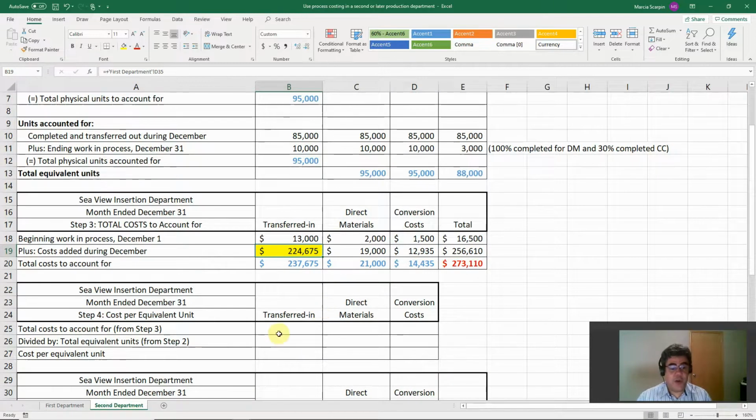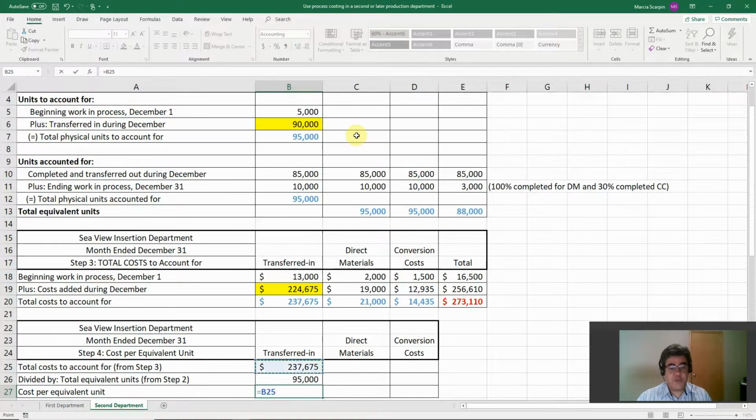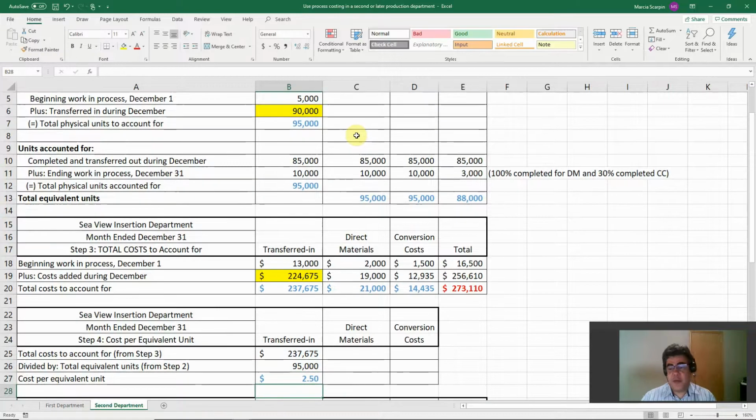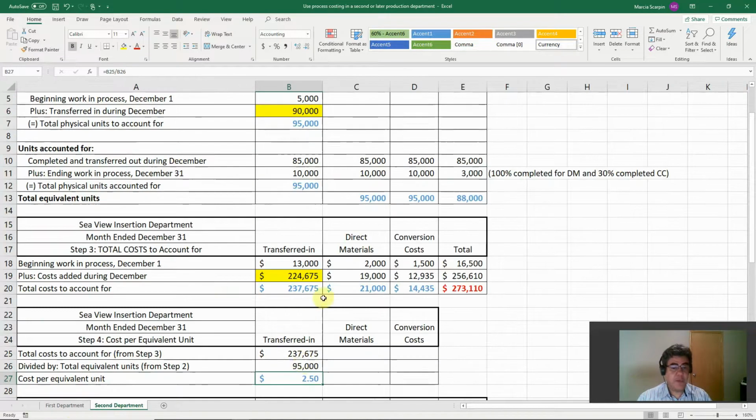Step number four, cost per equivalent unit, transferred in. Total cost transferred in divided by total equivalent units for transferred in. Cost per equivalent unit, total divided by the total equivalent units, 2.5. A way to double check is that it's usually the same 2.5 as the completed shaping cost in the previous department. And here, if we copy and paste, we will have the numbers for direct materials and conversion costs.